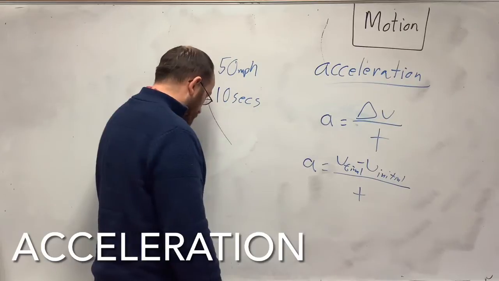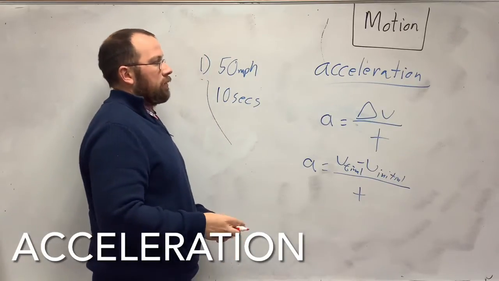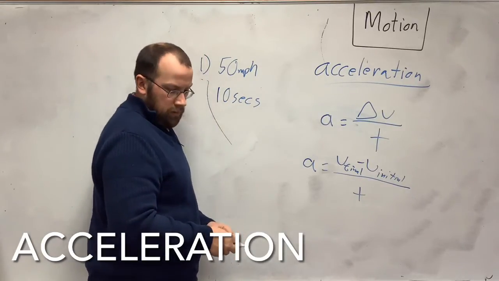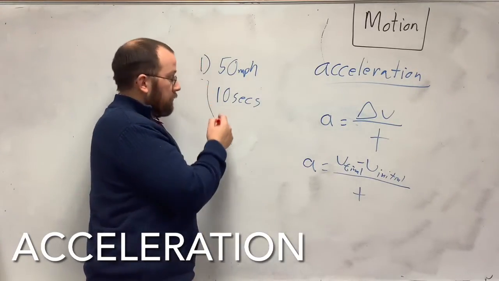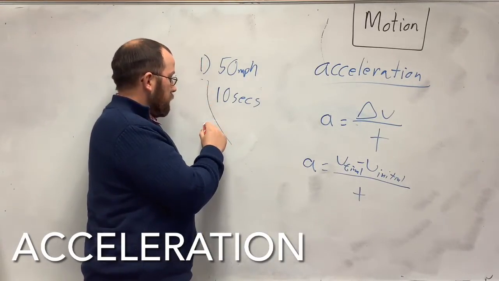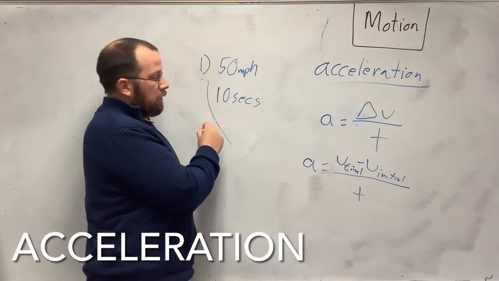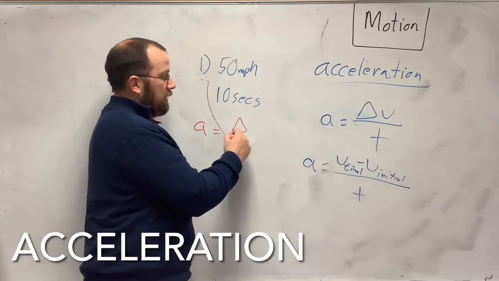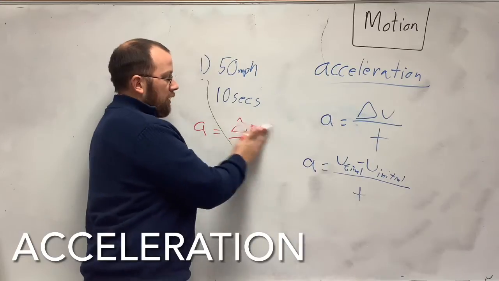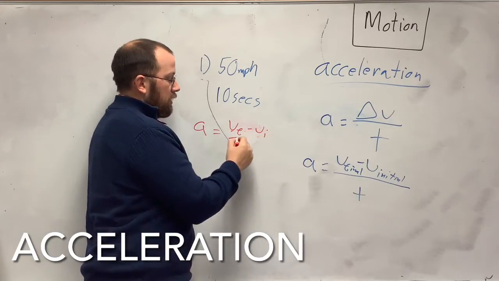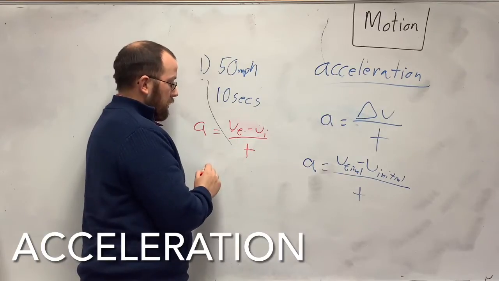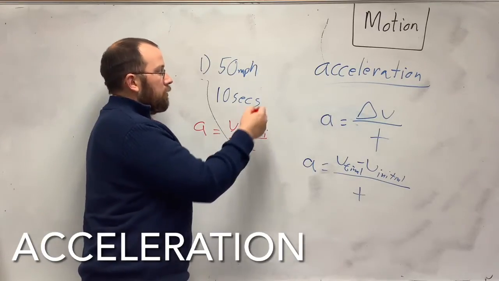What is my acceleration? All right, so this one's a little bit tricky to start with, but we'll start with it anyways. So we throw in our formula: acceleration equals the change of velocity, or I'm going to write the second one, our final velocity minus our initial velocity over time. So what's our acceleration?